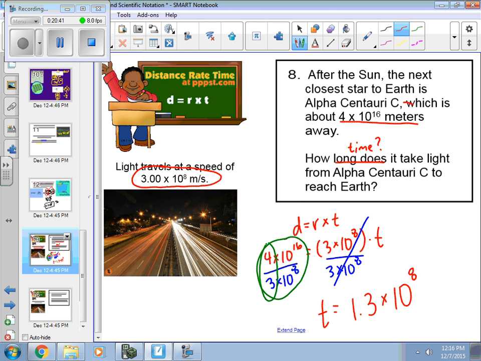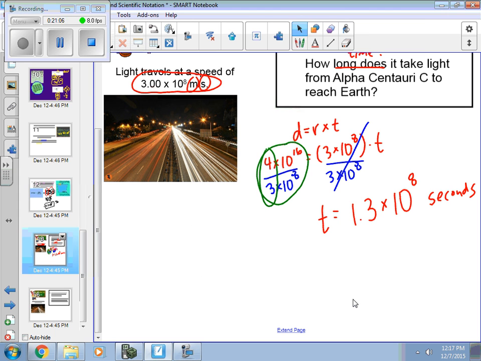And we were dealing in meters and seconds here, so the meters cancel out. Looks like our time is going to be in seconds. So it's going to take 1.3 times 10 to the 8th seconds to reach Earth. How long is that? Because in seconds, that doesn't really make much sense. It's hard to picture. Let's change that into something we're more comfortable with. We did this kind of thing before, if you recall.